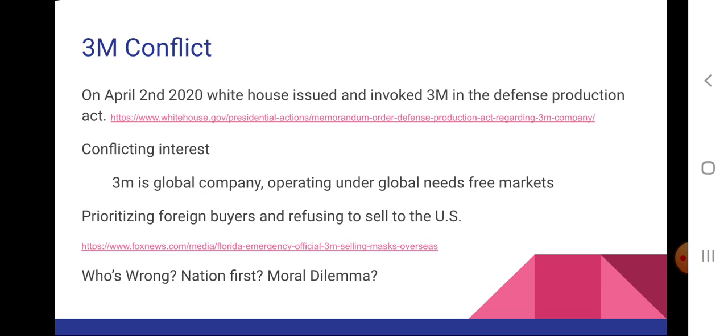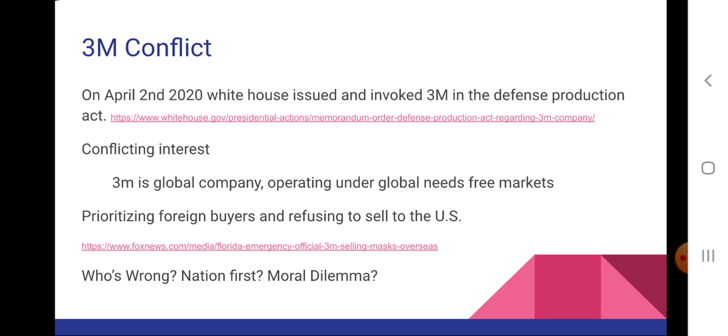So we have this conflict with the international corporation 3M right now. And it's kind of a controversial issue because on April 2nd, 2020, the White House invoked the Defense Production Act on 3M. It's right there on whitehouse.gov, on the front page as a memorandum order.